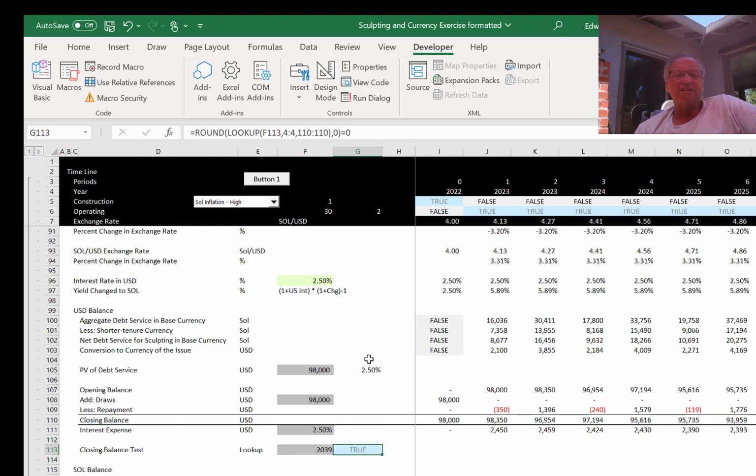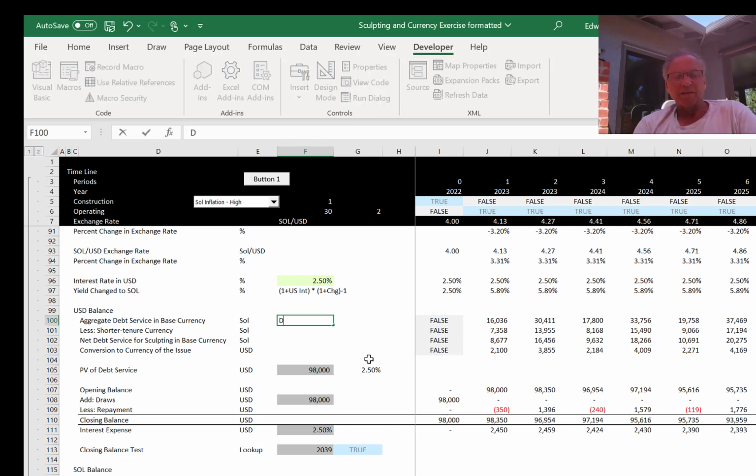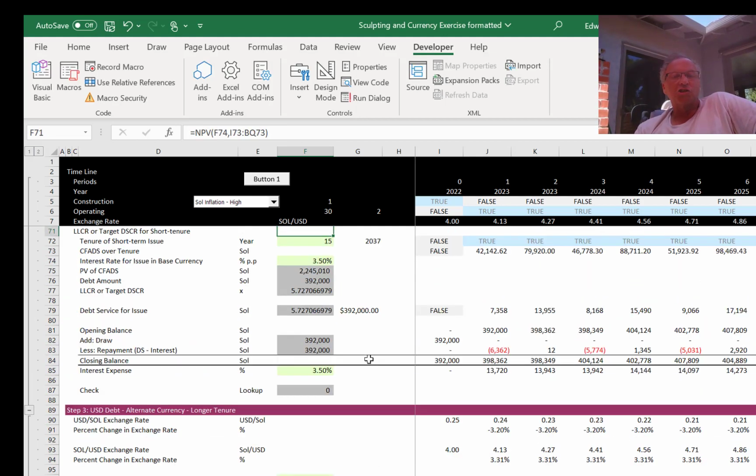Now, then you put in your sculpting, start with Soles, then you take away the shorter term currency because we're going to use this formula that says debt service on what I call the capture debt. You don't have to call it that at all. That's my stupid little name. It is CFADS divided by DSCR aggregate minus other. And the other is just upstairs. And we're going to do that in Soles.